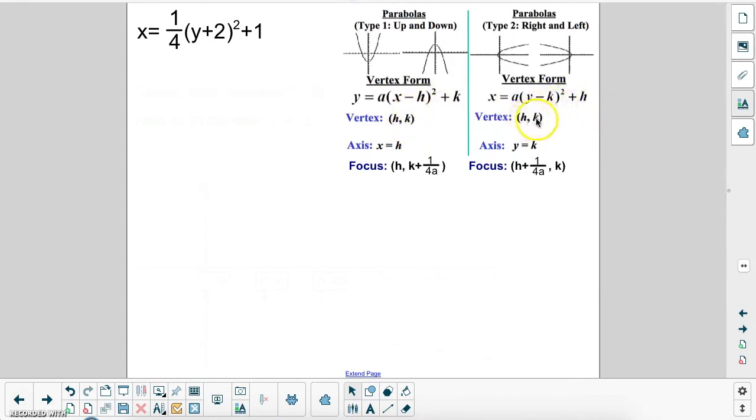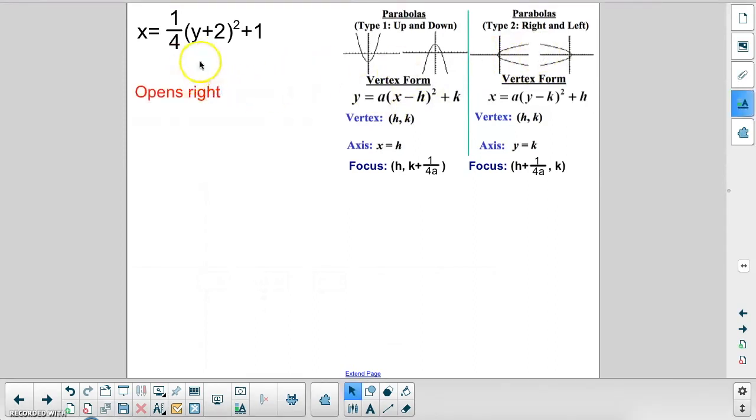Our vertex is still (h, k). They're just in different spots in that equation. The axis of symmetry is y equals k, which is the y value of the vertex. And then our equation to get the focus is (h plus 1 over 4a, k). In this equation, we notice that our a value is positive, which means that this is going to open in the positive direction. For the left and right parabolas, positive is always to the right. So we know that this parabola is going to open to the right.